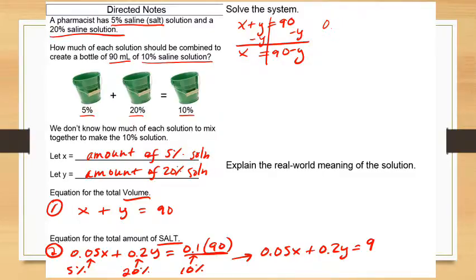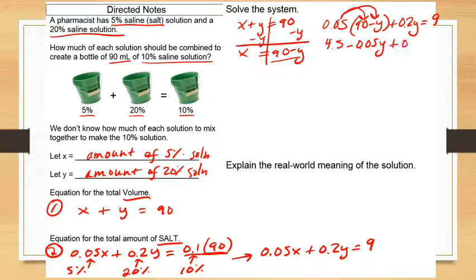So I have 5/100 X. So again, I'm going to substitute this in for X. So times 90 minus Y plus 2/10 Y equals 9. And so now I'm going to need to distribute the 5/100 to each of these terms. So 5/100 times 90 is going to give me 4.5 minus 5/100 Y plus 2/10 Y equals 9.